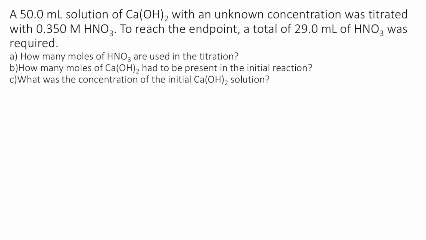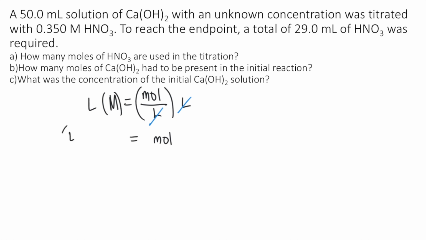So we know that the formula for molarity is moles over liters. So if you're going to solve for the moles, all you have to do is to multiply both sides of the equation by liters. So liters cancels on the right side. So what's left on the right side is moles. And on the left side, you have liters times the molarity.